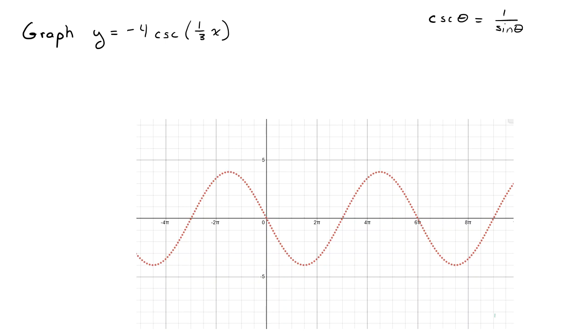In this video, we're going to look at graphing y equals -4 cosecant 1/3 x. And the strategy here is we're going to use the fact that the cosecant is the reciprocal of the sine. So what you'll see graphed down below here is the graph of y equals -4 sine of 1/3 x.